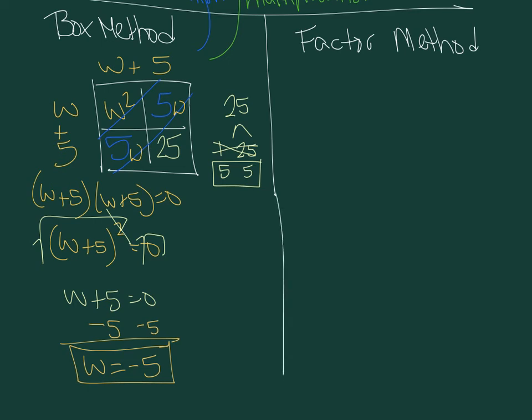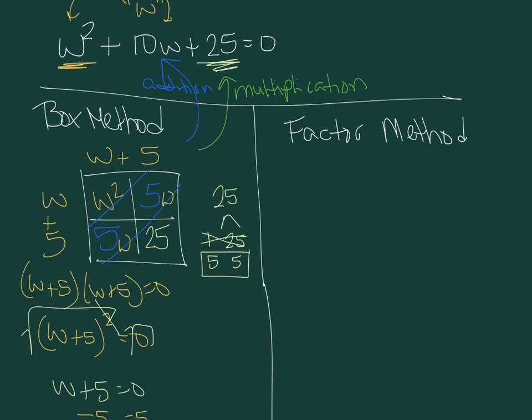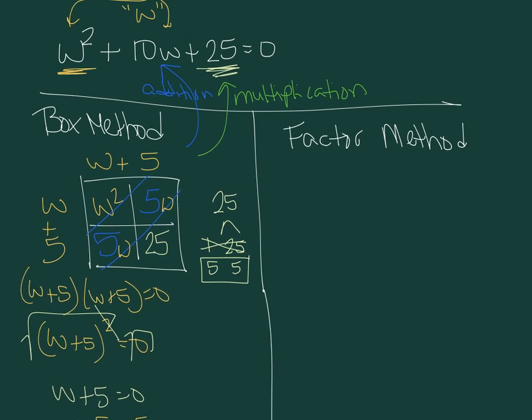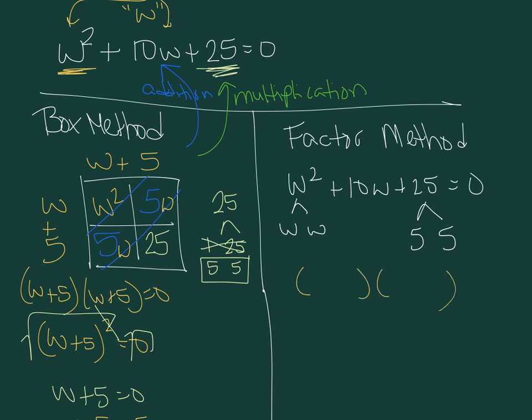With that in mind, let's go over to the factor method. We've got w squared plus 10w plus 25 equals 0. I know this is 5 times 5, and this is w times w. I'm going to create two baskets, and I know this has to be equal to 0.